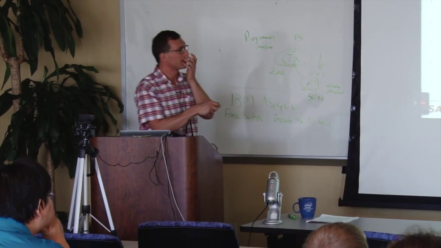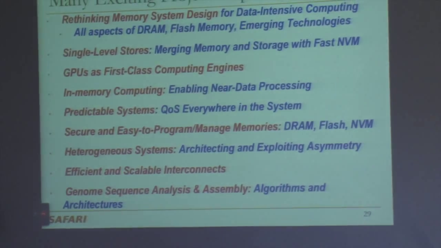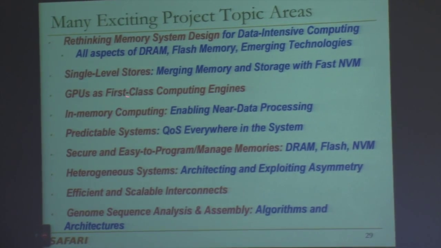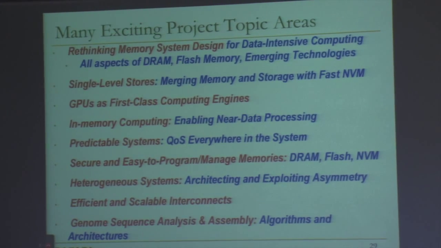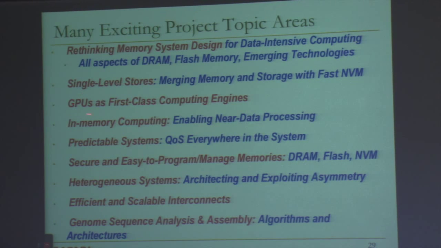GPUs, for example, are definitely very interesting. How can we enable them to become first-class computing engines? This is actually a project that I have, and I think this is really interesting also. There are many problems to be solved there, especially when you have heterogeneous CPU and GPU systems together. How do you actually do the programming? How do you actually provide enough support for programming, maybe coherence as well, and maybe other things?